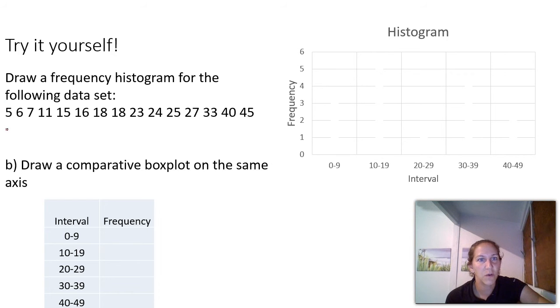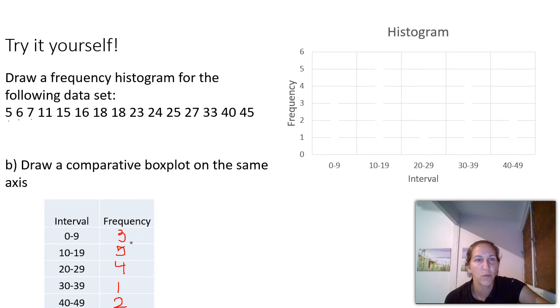Okay, so entering in the frequency table, I've got 1, 2, 3 values in this first one. I've got 1, 2, 3, 4, 5 values in the second interval. I've got 1, 2, 3, 4 values in the third interval. I've got 1 value in the 30 to 39 interval, and I've got 40 to 49, sorry, I've got 2 values in my final interval. So then I go up to my frequency table.